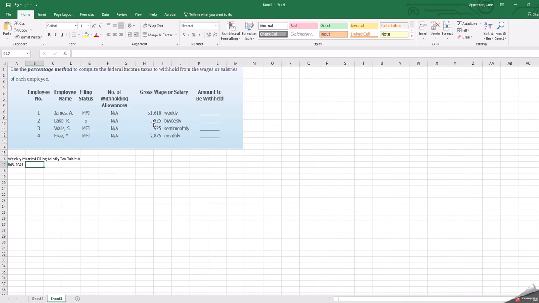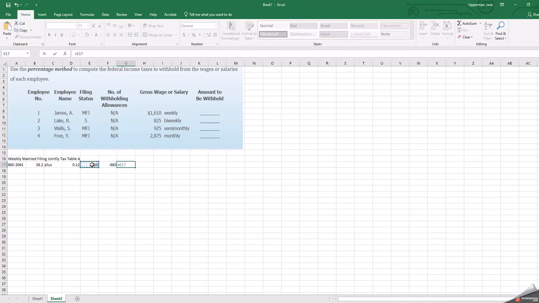So then the amount to withhold is $38.20 plus, oops, I don't want to turn that into a formula quite yet. So we're going to say plus 12% of the amount that exceeds $875. So then if I go to his actual, he's making $1,610. The amount that exceeds $865. Sorry about that.